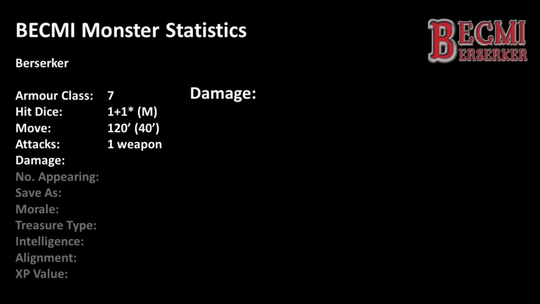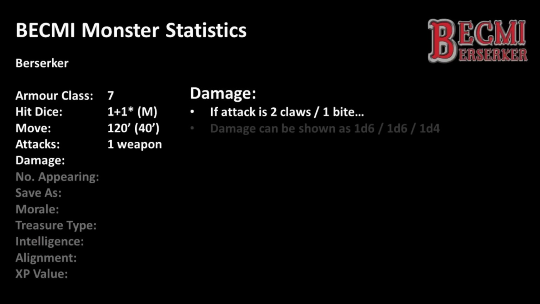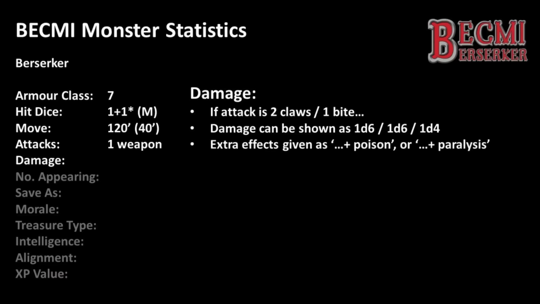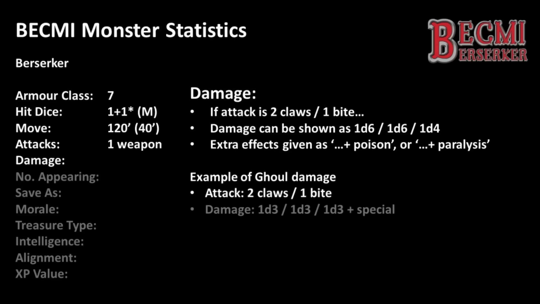For instance, in the example I gave earlier for attacks consisting of 2 claws and 1 bite, the damage might be listed as 1d6, 1d6, 1d4, meaning 1d6 for each claw and 1d4 for the bite. If there is any other effect conveyed by the damage, then this would be listed alongside, such as poison or paralysis. For example, the damage from a ghoul's 2 claws and 1 bite is given as 1d3, 1d3, 1d3 plus special, with the special relating to their paralyzing attack.